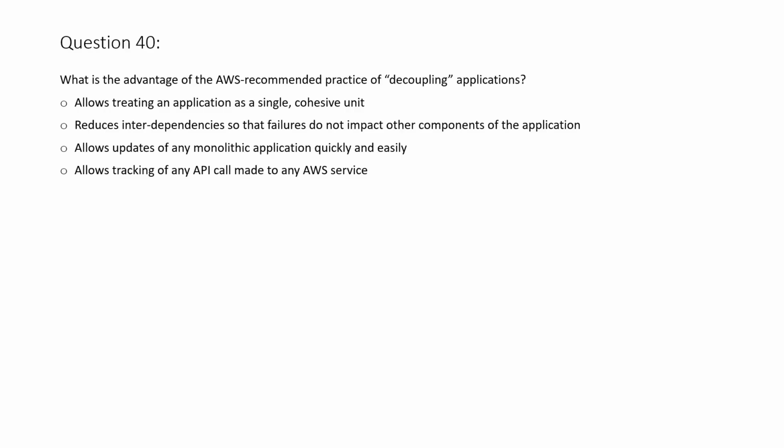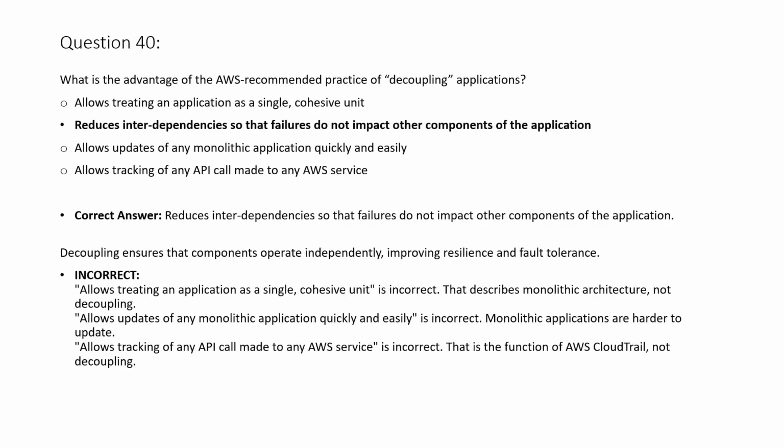Question number 40. What is the advantage of the AWS recommended practice of decoupling applications? Option A, allows treating an application as a single cohesive unit. Option B, reduces interdependencies so that failures do not impact other components of the application. Option C, allows updates of any monolithic application quickly and easily. Option D, allows tracking of an API call made to any AWS service. So the correct answer is reduces interdependencies so that failures do not impact other components of our application. This is the correct one.